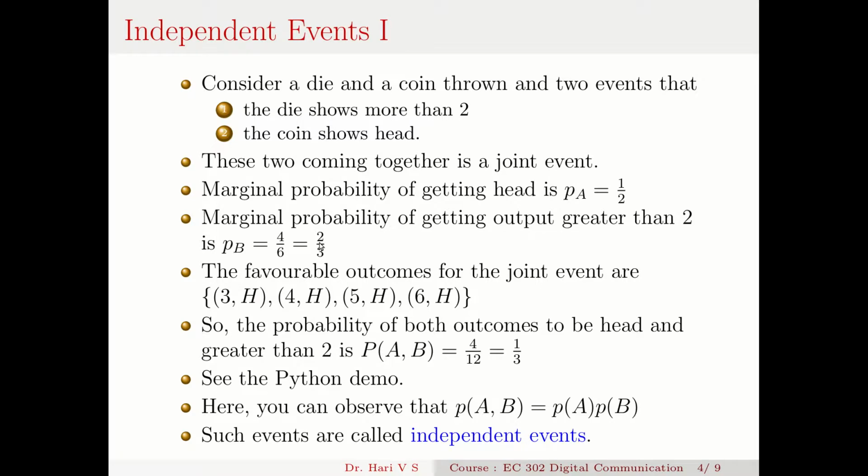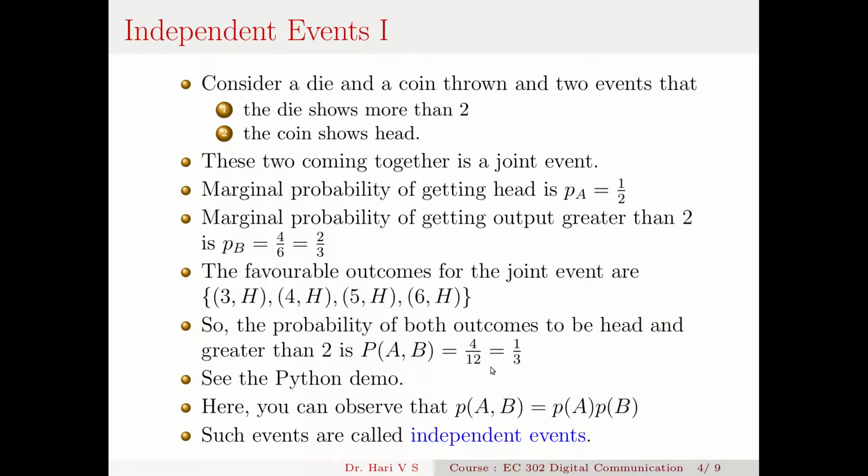Now what about the joint event? Joint event means the die should show more than 2 and the coin should show head. So those possibilities are the die showing 3 and head, 4 and head, 5 and head, 6 and head. There are 4 possibilities. So how many outcomes are in total possible? I have 2 outcomes for a coin and 6 outcomes for a die, so a total of 12 possibilities. So the joint probability P(A, B) will be 4 divided by 12, that is 1 by 3.